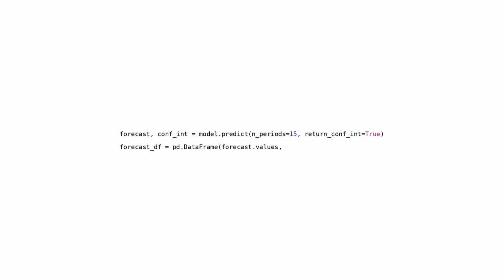This Python code makes predictions for future time periods using a forecasting model. The model returns predicted values and confidence intervals, which are saved as forecast and then converted into a new data frame called forecast.